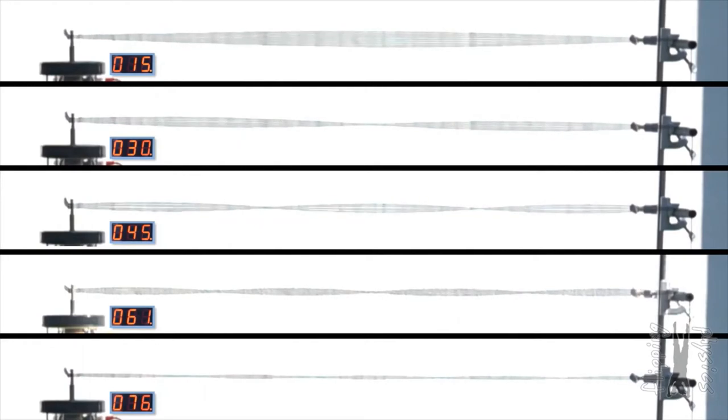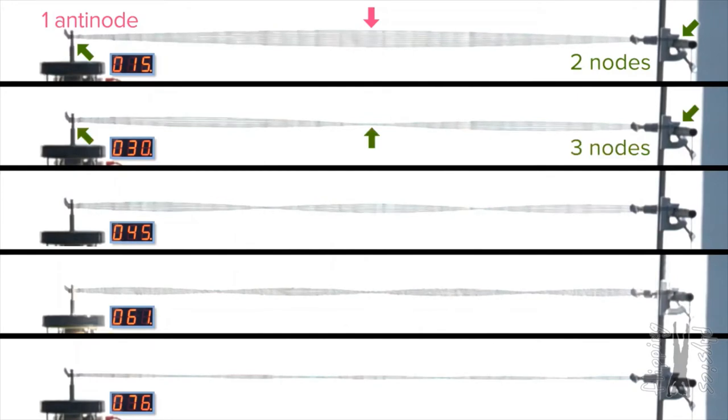Sure. 15 hertz has 2 nodes, one on each end, and one antinode in the middle. 30 hertz has 3 nodes, one on each end and one in the middle, and 2 antinodes, one between each pair of nodes. 45 hertz has 4 nodes, again, one on each end, and then 2 more nodes, which split the string into 3 parts, where at the center of each part is an antinode.